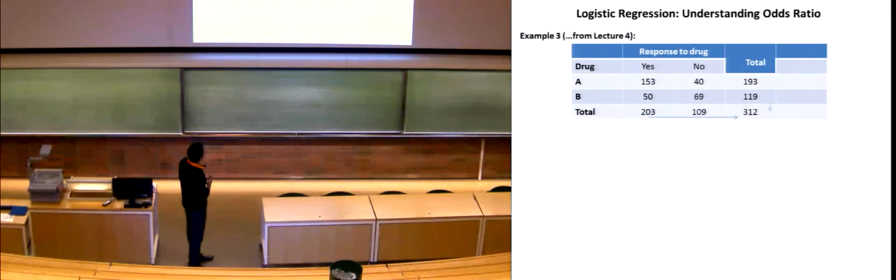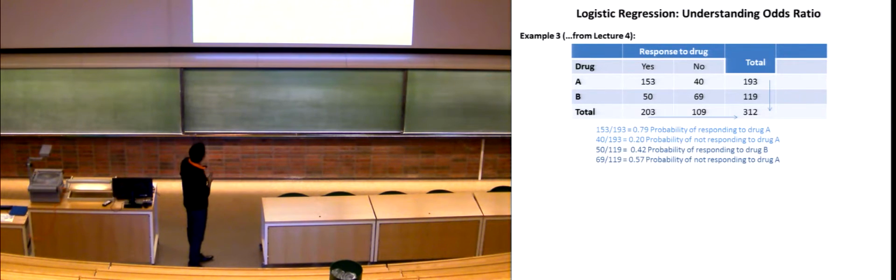To understand the odds ratio, in lecture 4 we took this example where there are 193 patients who were given drug A, and 119 given drug B. 153 of them responded to drug A, and 50 of the drug B trial responded to drug B. Once you have this information in the contingency table, I can extract that 153 divided by 193, which is 0.79, is the probability of responding to drug A. Similarly, not responding to drug A would be 40 divided by 193, and similarly for drug B also.